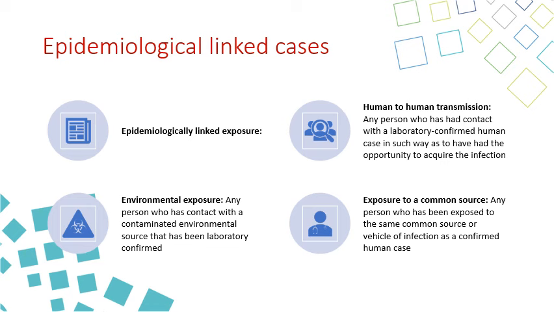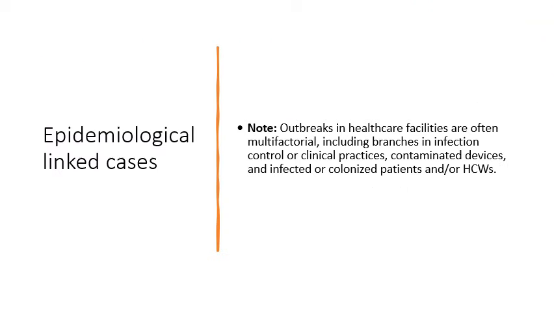Another type of epidemiologically linked cases is the exposure link. Exposure link is divided into types: first, human-to-human transmission, which means any person who has been in contact with a laboratory-confirmed human case and has had the opportunity to acquire the infection. Second, exposure to common sources. Note, outbreaks in healthcare facilities are often multifactorial, including breaches in infection control or clinical practices, contaminated devices, and infected or colonized patients or healthcare workers.